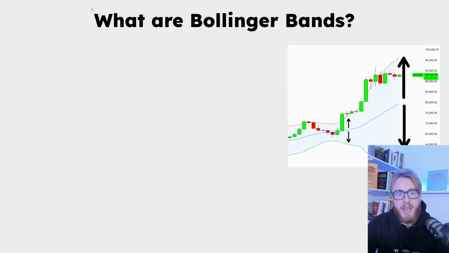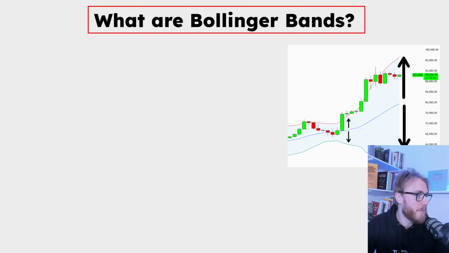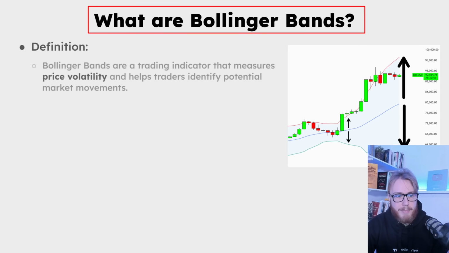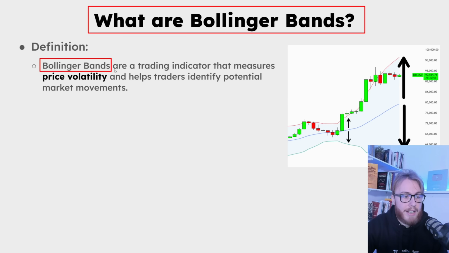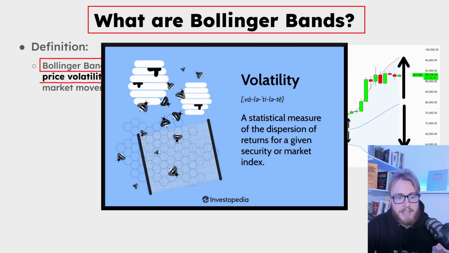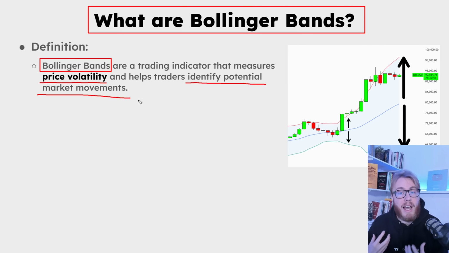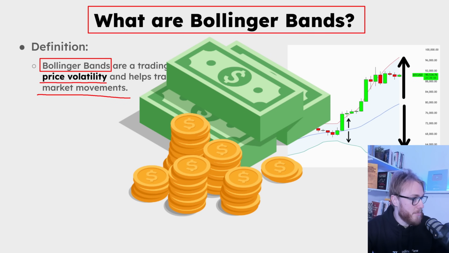Alright, so now then, what are Bollinger Bands? Well, let's begin by taking a look at a simple definition. In simple terms, Bollinger Bands are a trading indicator that measures something called price volatility. And price volatility can help us traders identify potential market movements. This is basically our goal as traders: we want to be able to identify market movements to make money off these movements.